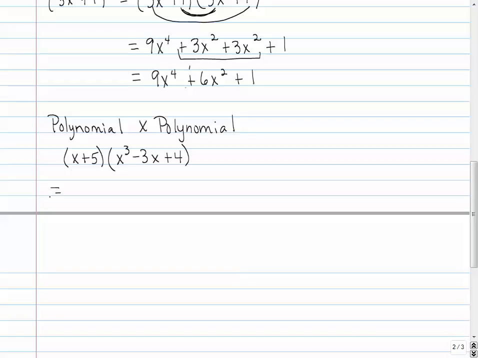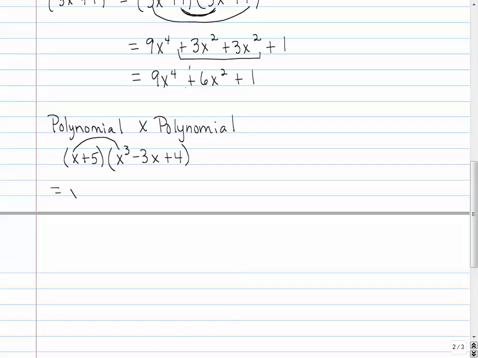Okay. What you have to make sure you do here is you multiply everything in the first parentheses times everything in the second parentheses. And then after you do that, you combine like terms. So I have to multiply this x times everything in the second parentheses, and I have to multiply 5 times everything in the second parentheses. Okay, so let's just start with the x.